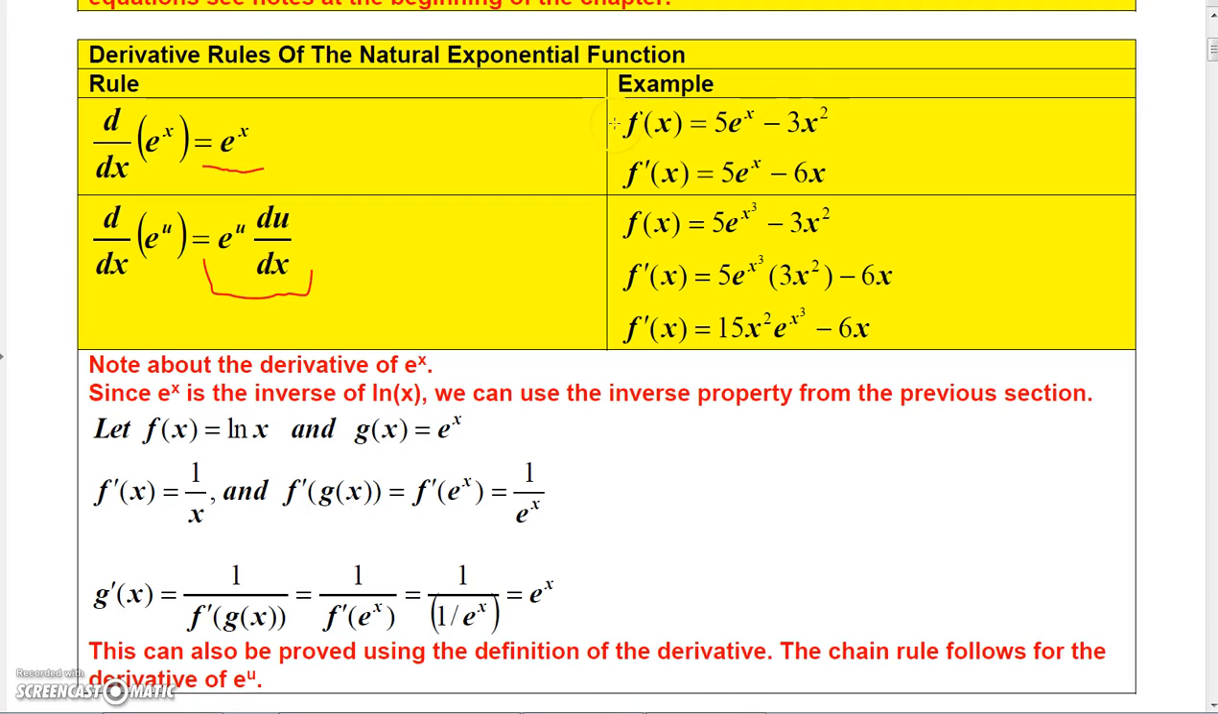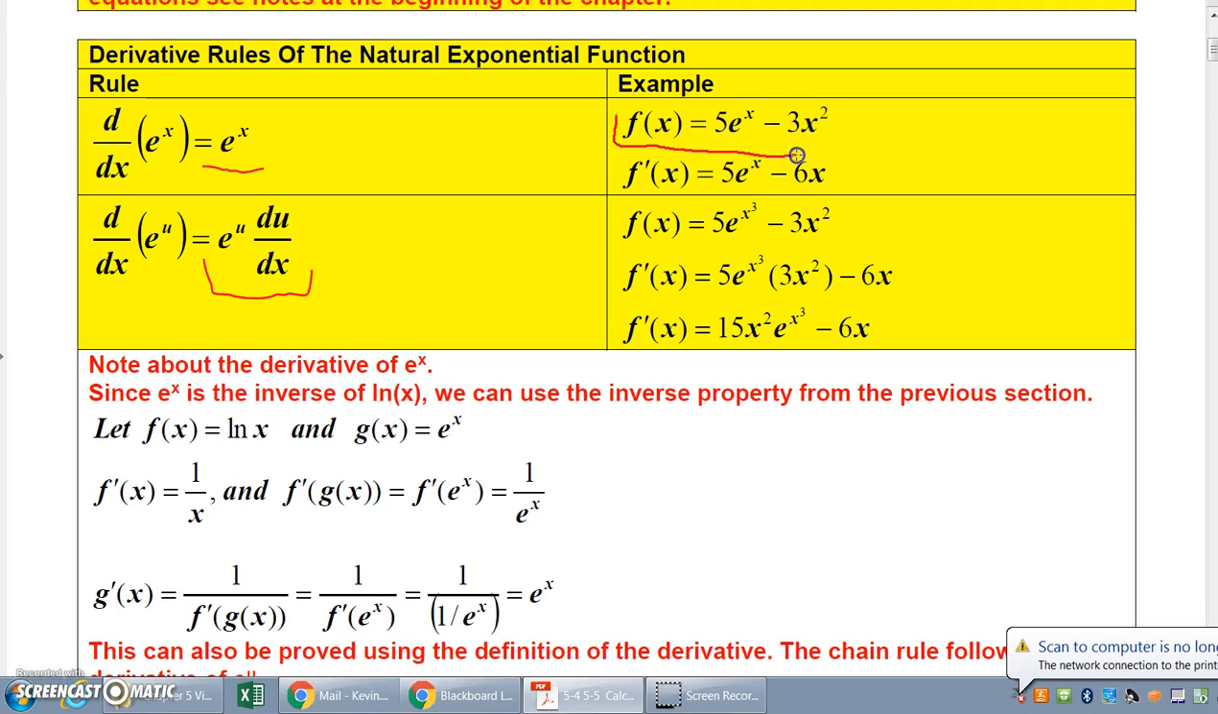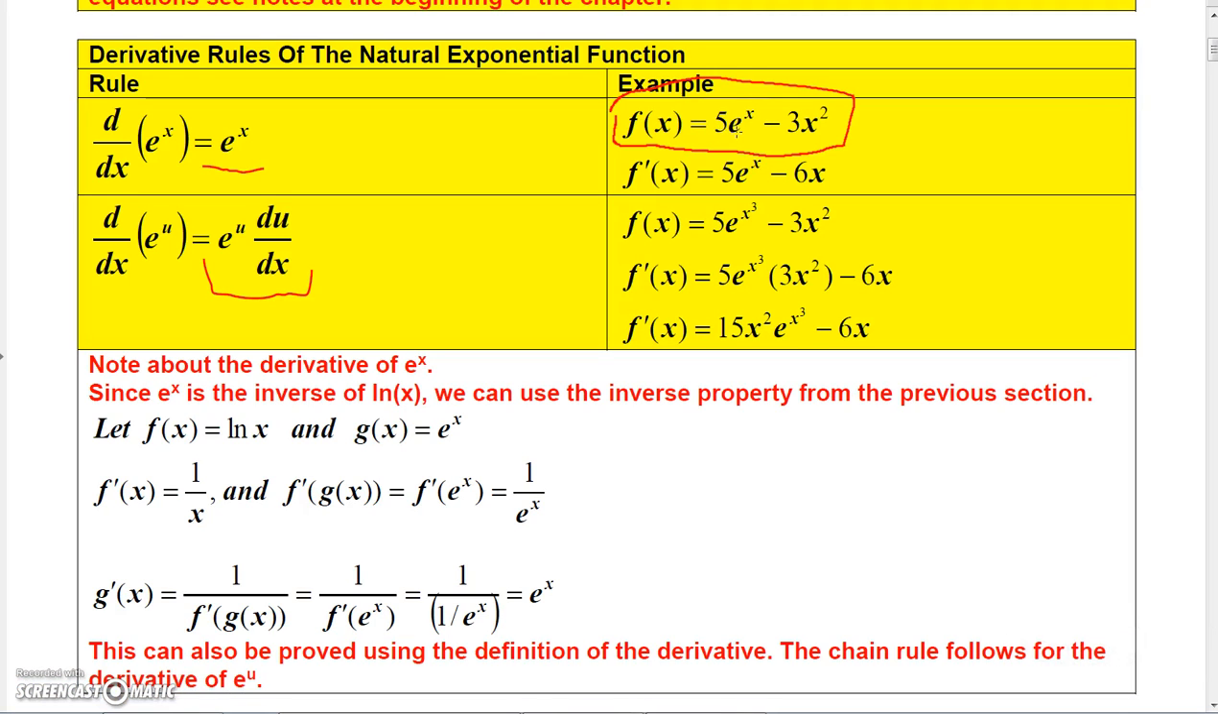Okay, so if you have the function 5e to the x minus 3x squared and you want the derivative, well, the derivative of 5e to the x would be 5 times the derivative of e to the x, which would just be 5e to the x. And then the derivative of 3x squared is just 6x. So the derivative would be 5e to the x minus 6x.